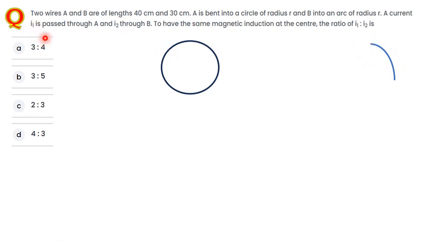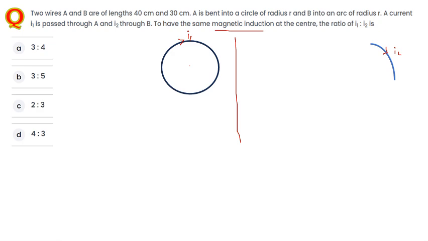Now a current I1 is passed through A. The current passing through here is I1, and the next one, the current passing through here, I mention as I2. Now to have the same magnetic induction in both cases, how much current ratio should be there? So in this case, you should have the same magnetic induction.